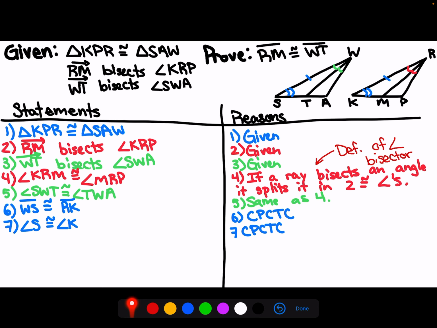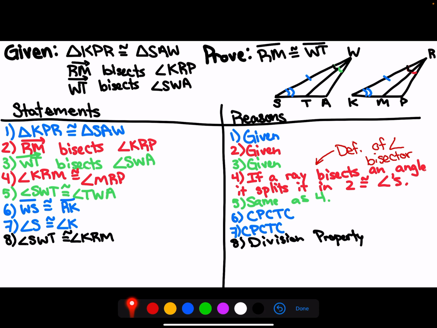Now, the last thing we have to do before I can prove these two triangles are congruent is focus on these last two angles, angle SWT and angle KRM. And I can say that these two angles are congruent. The reason is that I see the word bisect written twice. If I see bisect written twice, that opens up multiplication and division properties. So I'm going from the whole angle, angle W and angle R, that are congruent because the triangles are congruent, to these smaller angles. So would that be division or multiplication? Well, if I'm going from big to small, that's division. So it's the division property.